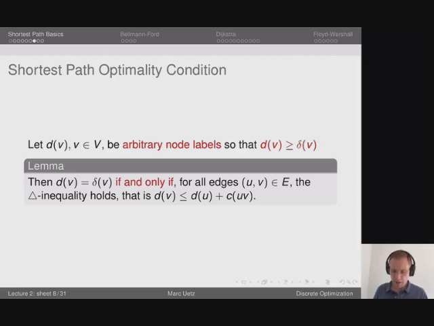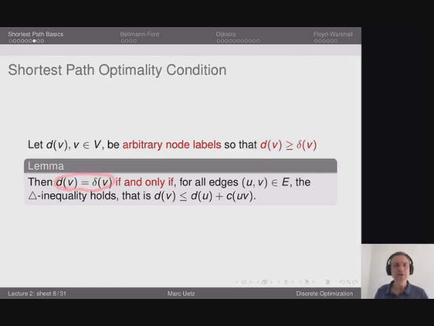And this lemma is quite powerful and quite important. So if we have such labels D, and we happen to know that these labels D are upper bounds on the true shortest path lengths. Okay, so you could think of D being plus infinity, then this is certainly fulfilled. Then the following is true.